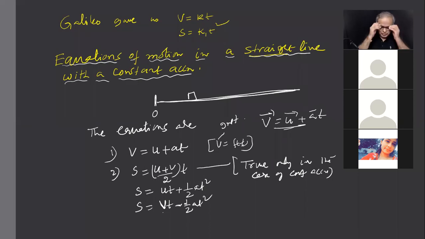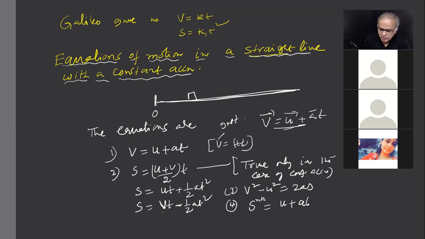So these are the three ways you can write the displacement equation. The third one is v square minus u square is equal to 2as. And the fourth one will be s nth, the displacement covered during the nth second, that is u plus a into n minus half. These are the equations of motion which help you solve hundreds of problems in a straight line. In terms of applications, that is going to be the most challenging one within the syllabus, and it will be fun doing problems based on these equations.